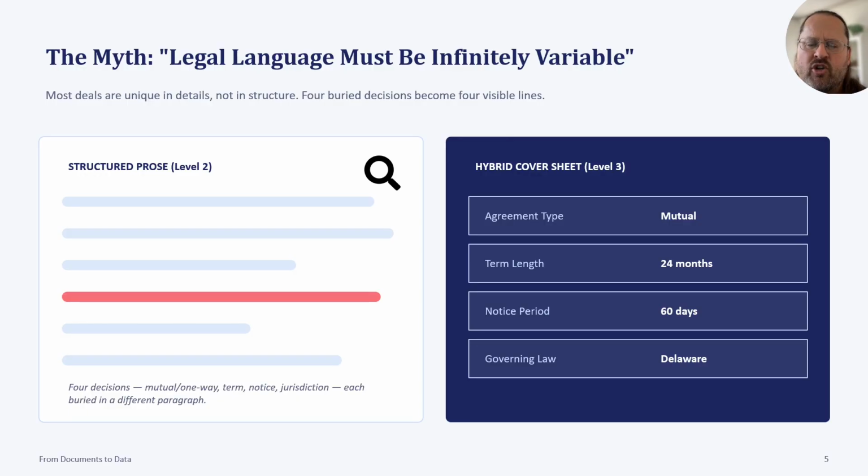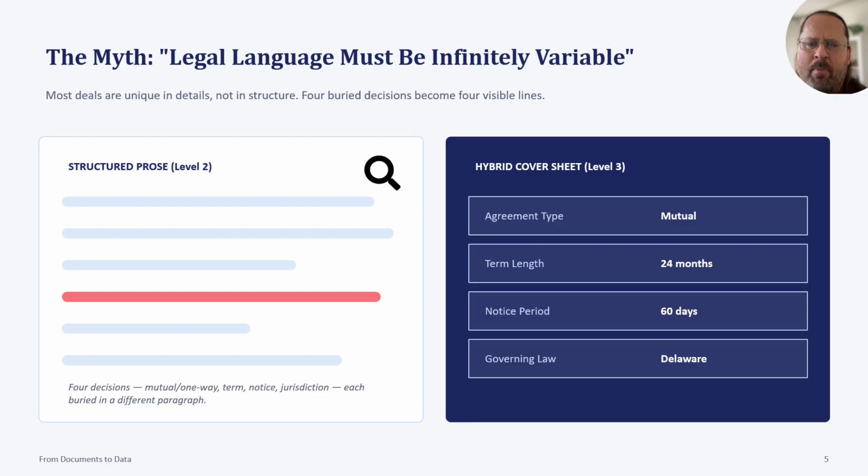The price, the term length, whether there's an auto renewal, yes or no, the termination notice period, the liability cap, which is just a number, the governing jurisdiction, which is a pick list of states or countries, not an open-ended question, the indemnification carve-outs, which are really a checklist of which standard provisions apply to this deal and which don't.